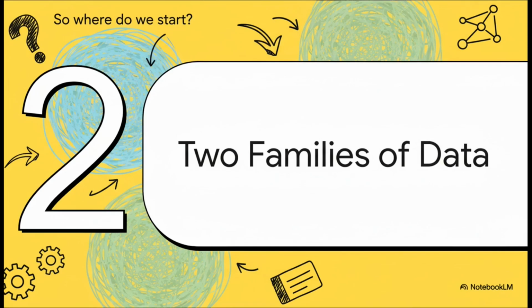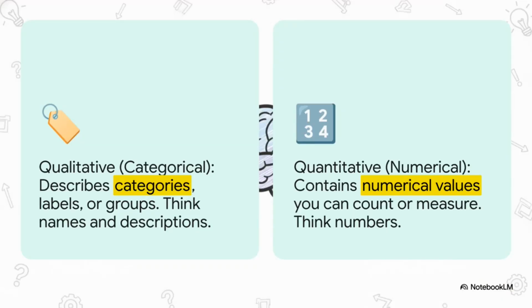All data can basically be sorted into two big families, and understanding these two main groups is the first major milestone. So on one side, you've got your qualitative data, which you'll also hear called categorical. This is all about descriptions, labels, and groups. Think names. On the other side, we have quantitative data, or numerical, and that's pretty much anything you can count or measure. It's the world of numbers. So let's start with the categories first.